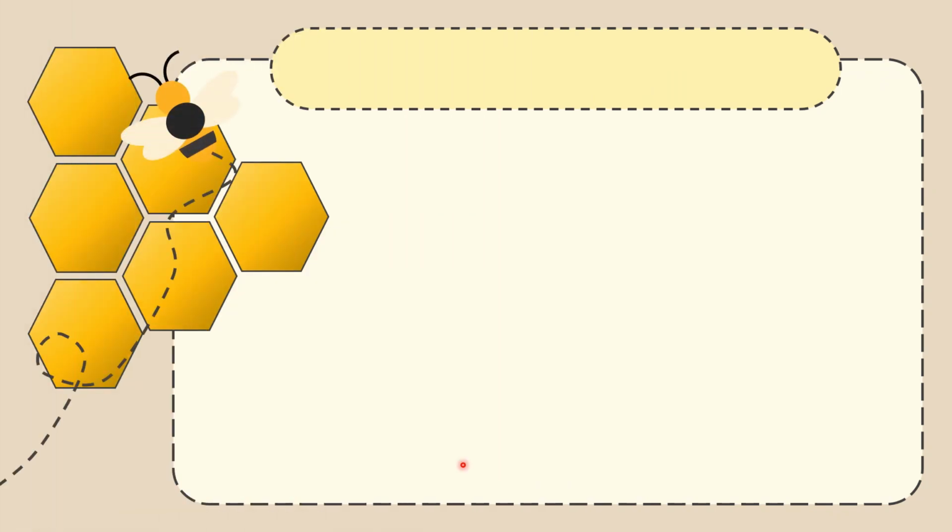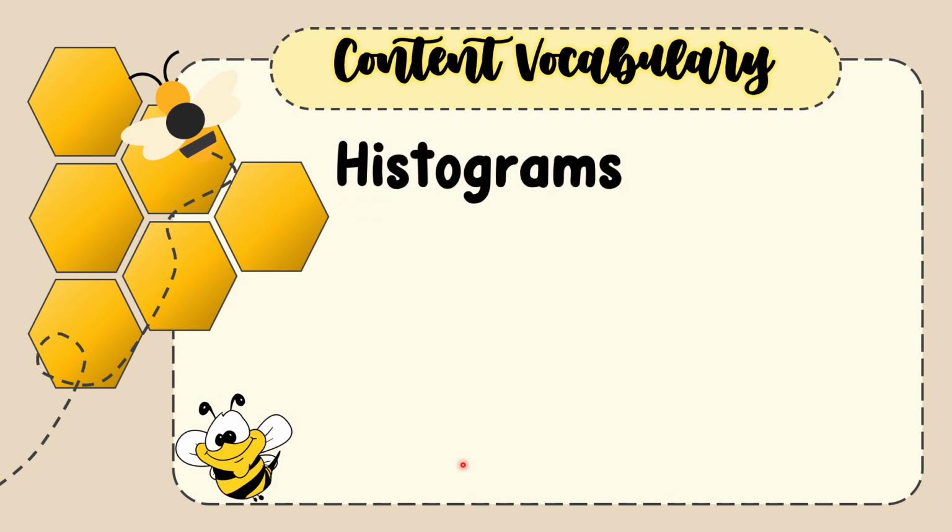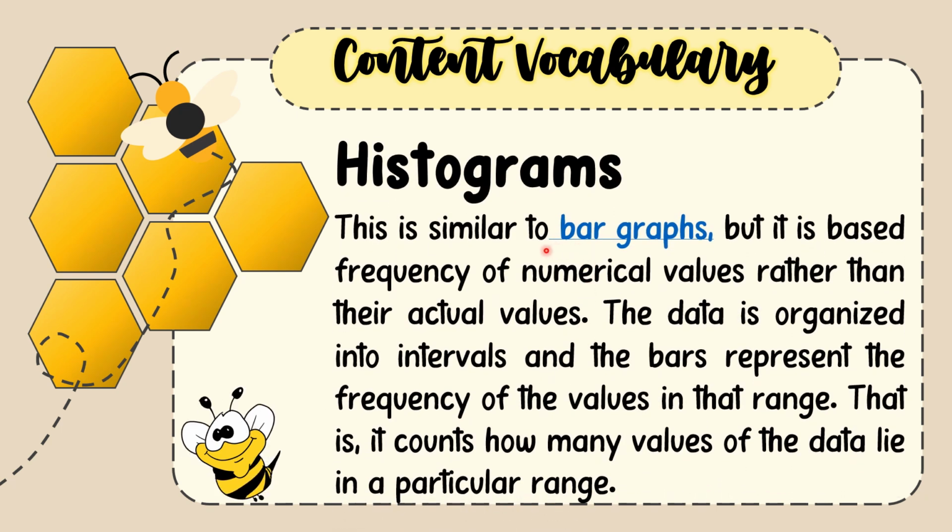Now let's have histograms. This is similar to bar graphs, but it is based on the frequency of numerical values rather than their actual values. The data is organized into intervals and the bars represent the frequency of the values in that range. That is, it counts how many values of the data lie in that particular range. So, similar to a bar graph, but the bars represent the frequency of the values in that range.